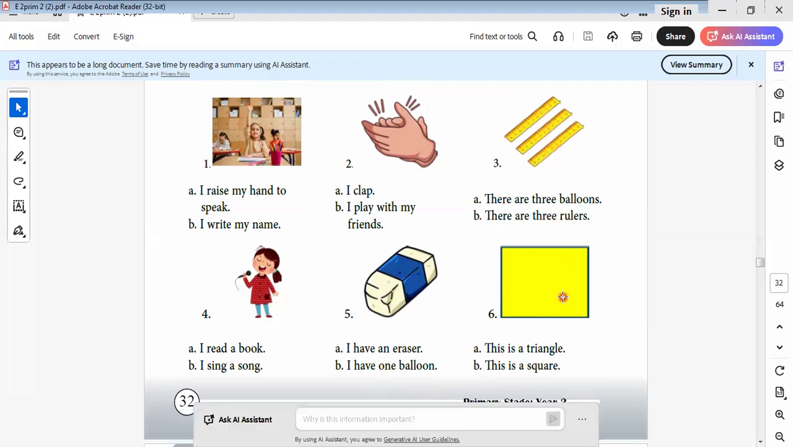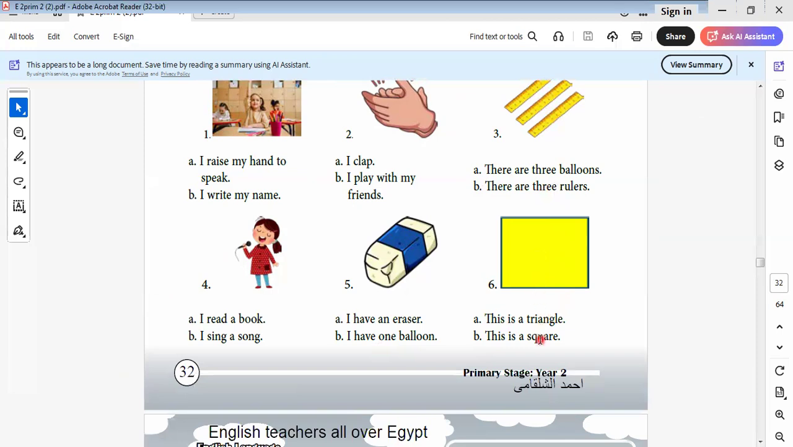Here we say this is a triangle or square? No, it's a square. Why? Because we have 4 sides. I know that the triangle has 3 sides, but the square has what? 4 sides. Let's count it together: 1, 2, 3, and 4. What is this? I have an eraser. So this is an eraser.